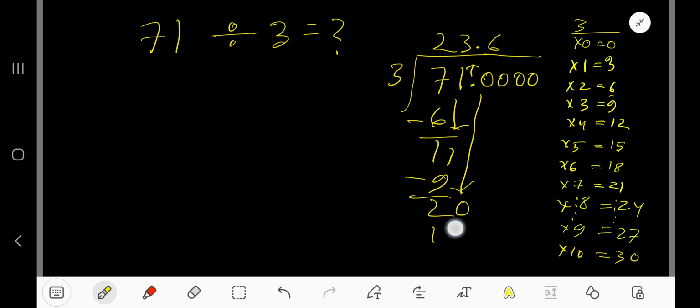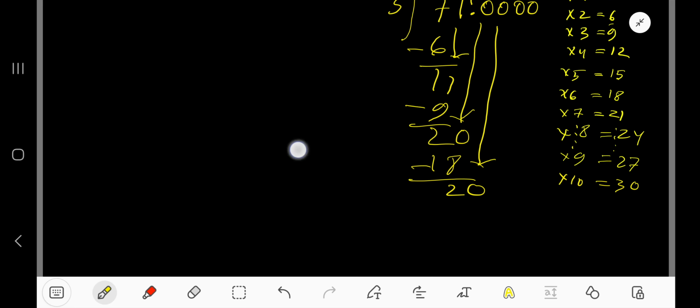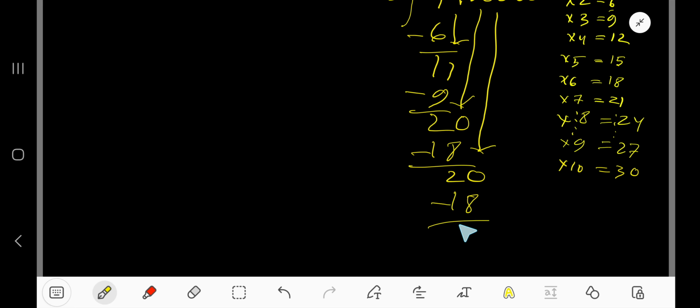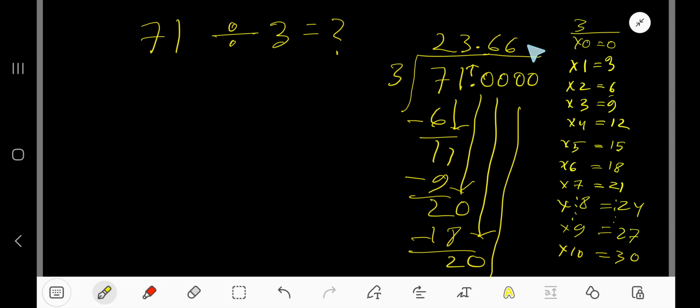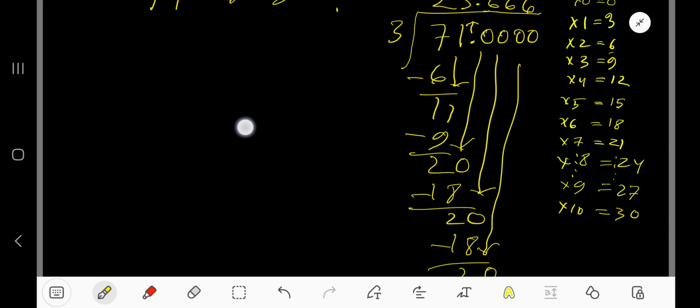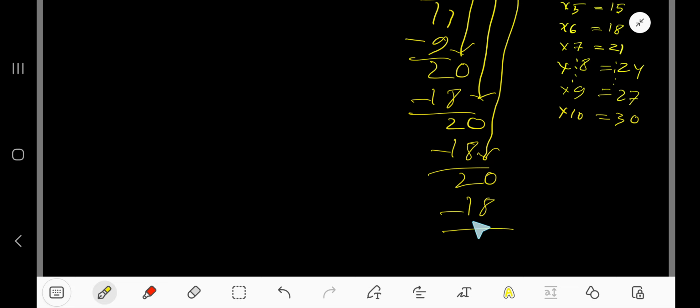6 times 3 is 18. Subtract, 2, bring down one more 0. 3 goes into 20 again 6 times. 6 times 3 is 18. Subtract, 2, bring down one more 0. 3 goes into 20, 6 times. 6 times 3 is 18. Subtract, 2.